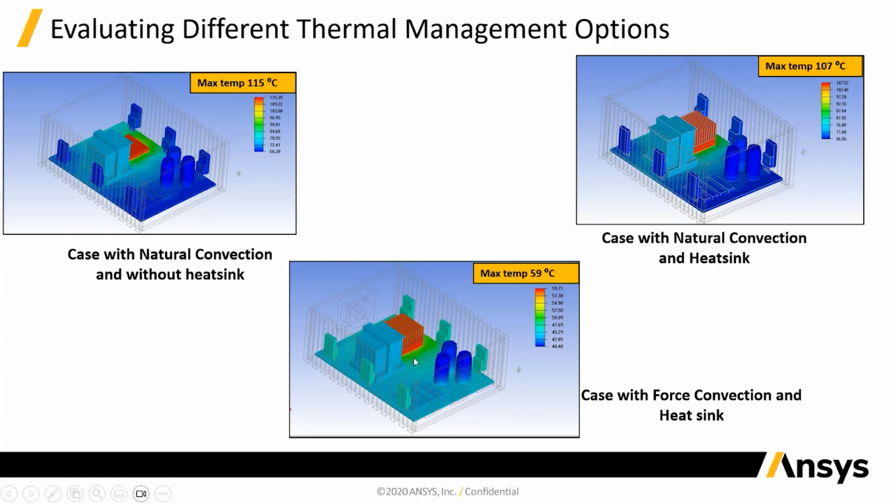And then the last option is basically where we force the air. We not only add the heat sink, but we also force the air. And as a result, we can see the maximum temperature has come down to 59 degrees centigrade. So these are different types of options that we can evaluate even before building the actual device. So that's the benefit of doing these thermal simulations. We can evaluate different options and select based on the available resources and the constraints that we have.